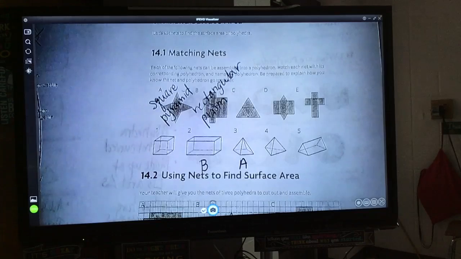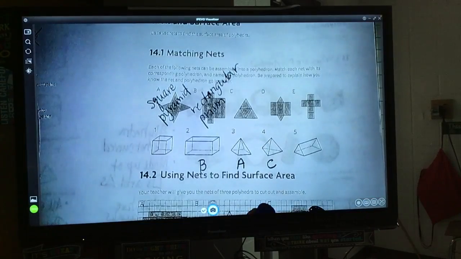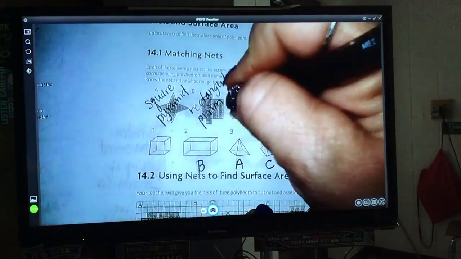Cool. All right, letter C. Who have I not heard from today? Kylie. 4. Yep. And what is the name of it? A triangular pyramid. Yes. See, you know.